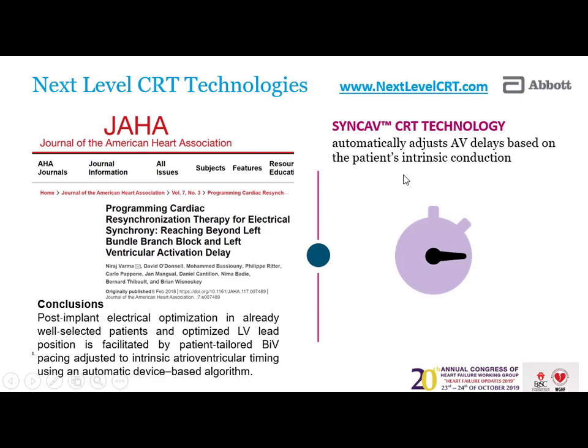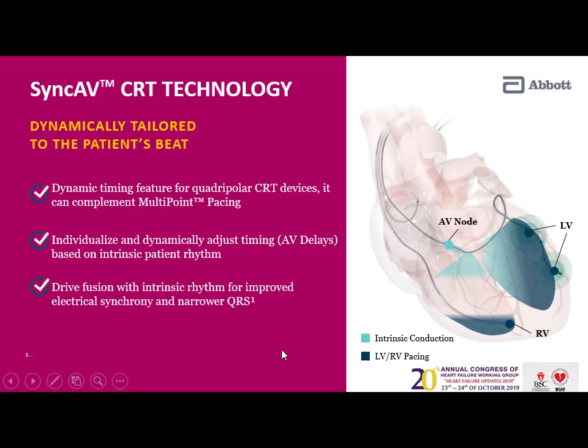This SyncAV technology adjusts the AV delay based on patient intrinsic conduction, and this was published in the Journal of the American Heart Association: programming the cardiac resynchronization for electrical synchrony, reaching beyond the left bundle branch block and left ventricular activation. They showed post-implant electrical optimization is already well-selected patient. Optimizing LV position is facilitated, tailored by BASAL pacing, and we'll see this. I like it, because this is the signal. The lead will sense the RV and will fire the LV and will make them contract together.